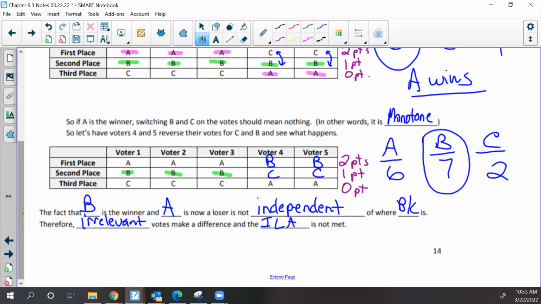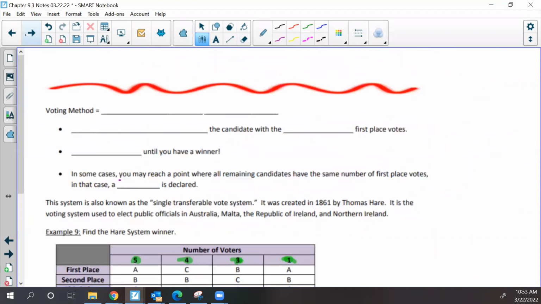All right, let's look at this other system. You're going to like this other system. I think it's kind of cool. So that's Borda count. Let's look at this next system. It's called the Hare system. H-A-R-E.